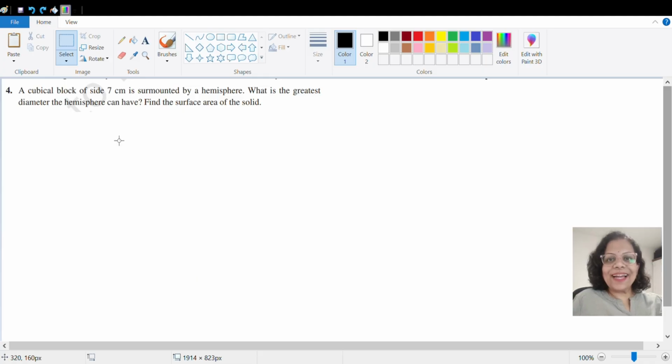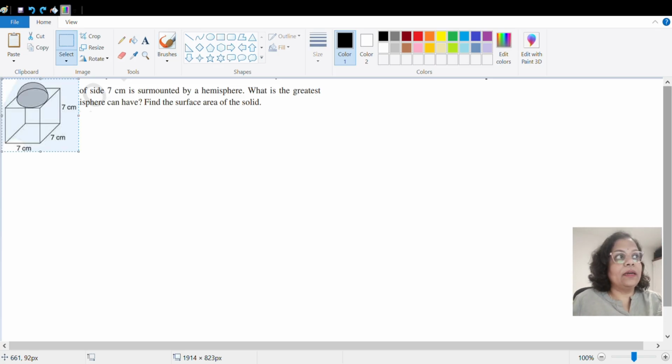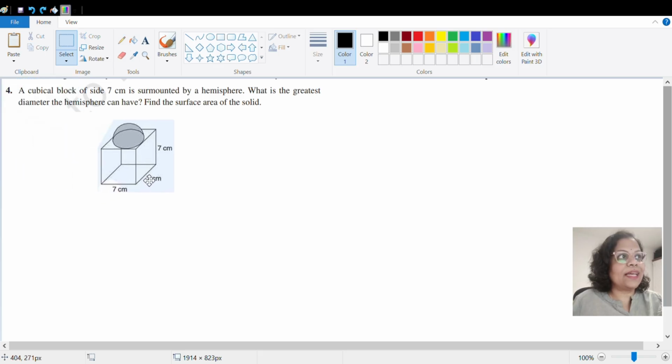Okay, so now let's start with question number 4, which says a cubical block of side 7 centimeter is surmounted by a hemisphere. What is the greatest diameter the hemisphere can have? Find the surface area of the solid. When it is surmounted, it means it is placed on top, so the figure will look like a cube with side 7, and a hemisphere placed on top, because it is said to be surmounted.